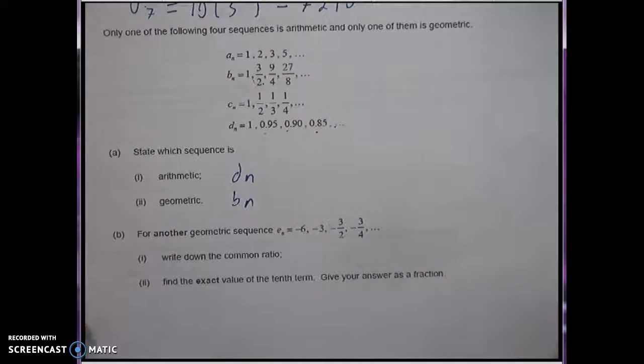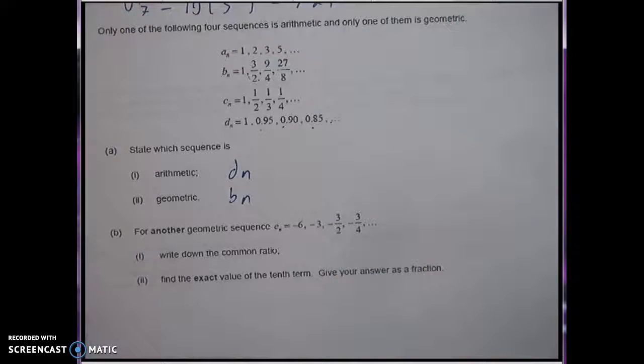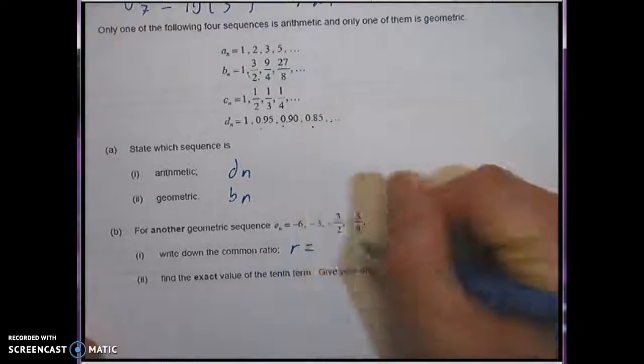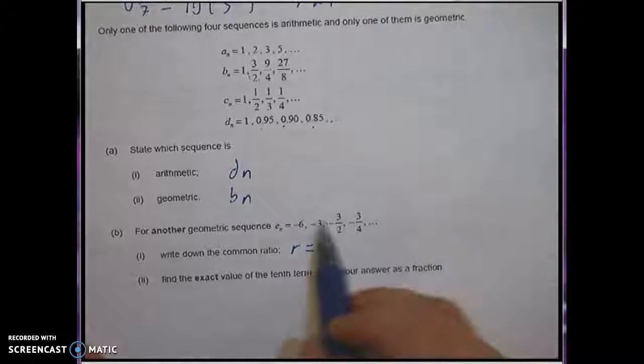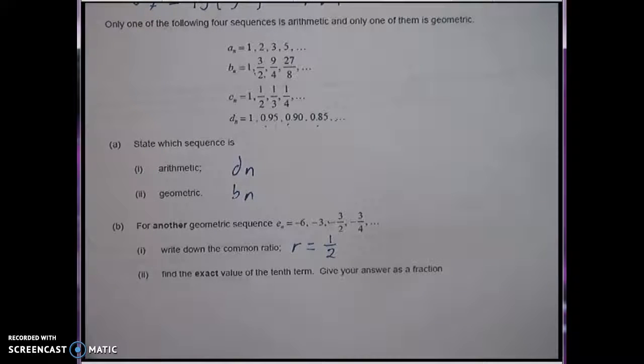For another geometric sequence, we've got negative 6, negative 3, negative 3 over 2, negative 3 over 4. The common ratio is just 1/2, or negative 3 divided by negative 6, which equals negative 1/2, or positive 1/2, however you want to think about that. Find the exact value of the 10th term, give your answer as a fraction.